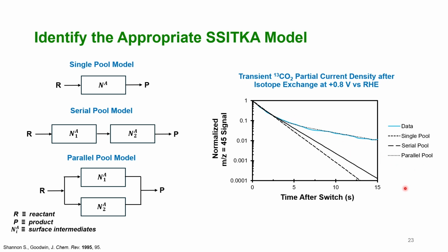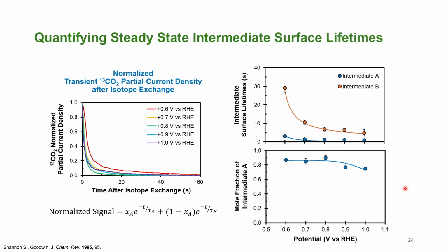And this also corroborates with our mechanistic understanding of the methanol oxidation reaction, which undergoes a dual mechanistic pathway. So this is the parallel pool model that we used to model our transient decay. This model takes into consideration two intermediates on the surface. And we can see here that they both have this exponential decay as a function of potential, but it's hard to see because we clearly have a very short-lived intermediate and a very long-lived intermediate.